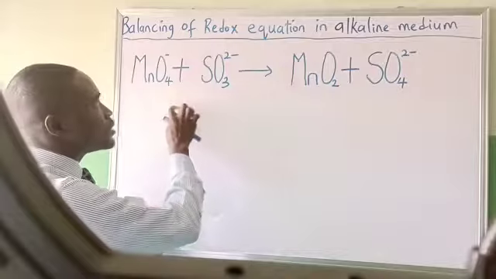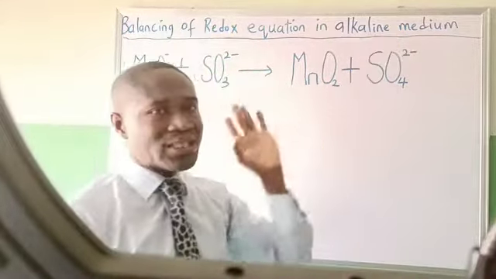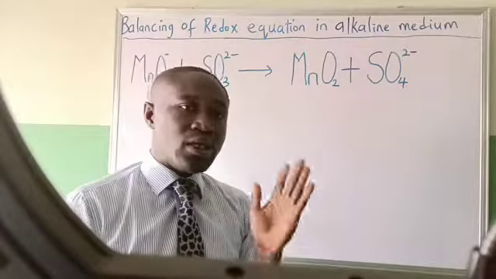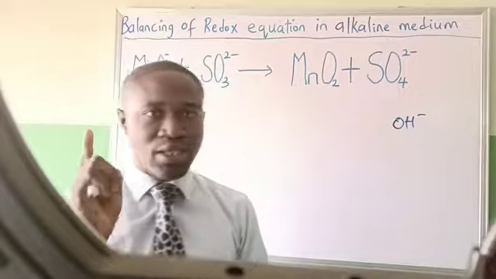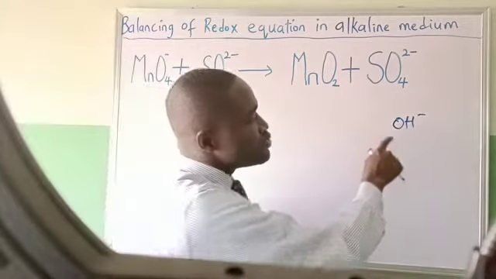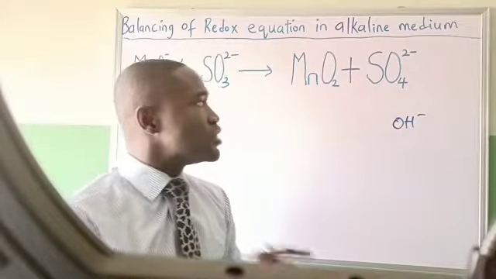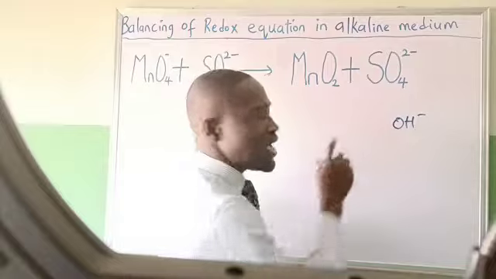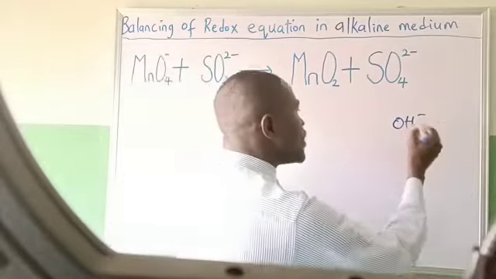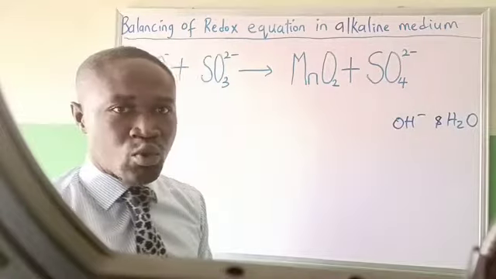Now we'll come to the balancing as well. Remember, alkaline simply means a soluble base. It is noted that most bases have OH ion. And because most bases have OH ion, alkaline medium simply means a medium that will have OH ion. So we'll be using OH and water to balance the equation.